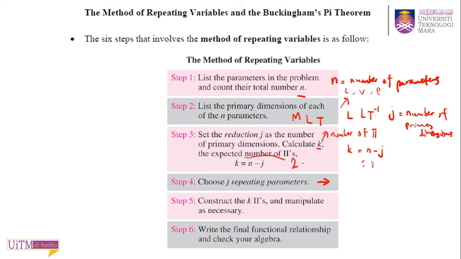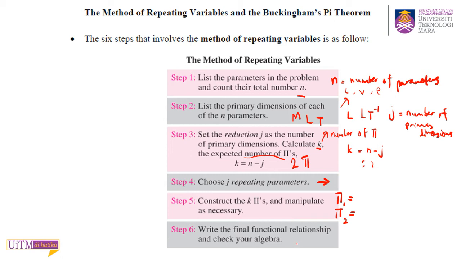So let's say you have 2 pi's, so you will need to construct pi 1 and pi 2. If you have 3 pi's, you have pi 1, pi 2 and pi 3. If you have 4 pi's, then you need to generate pi 1, pi 2, pi 3 and pi 4. And the last step is that after you have generated all the pi's, you can write your final functional relationship and check your algebra. This is the last step.